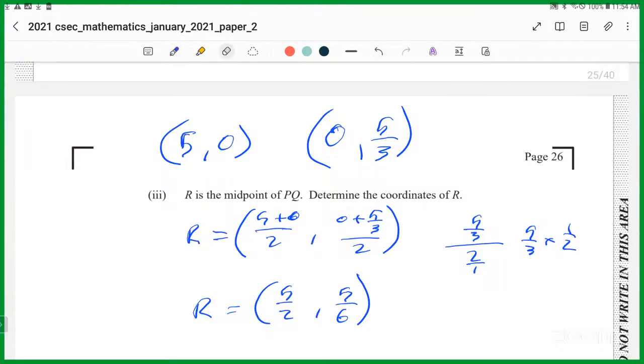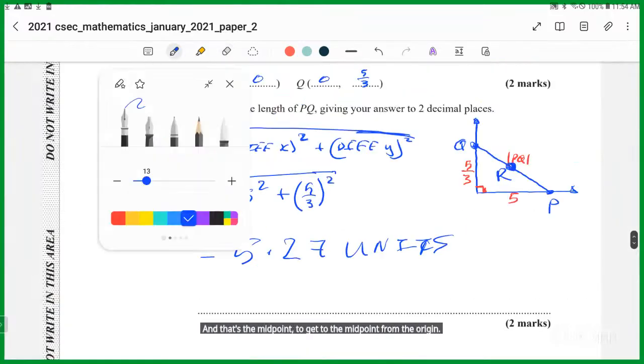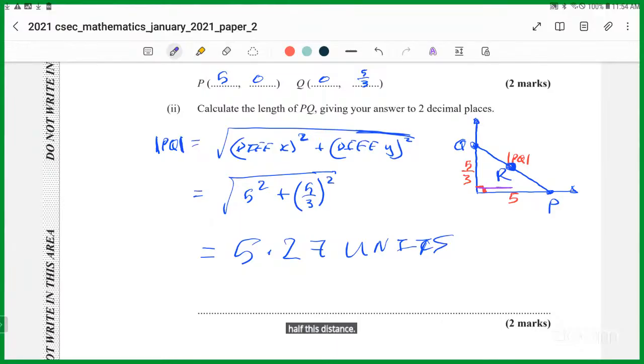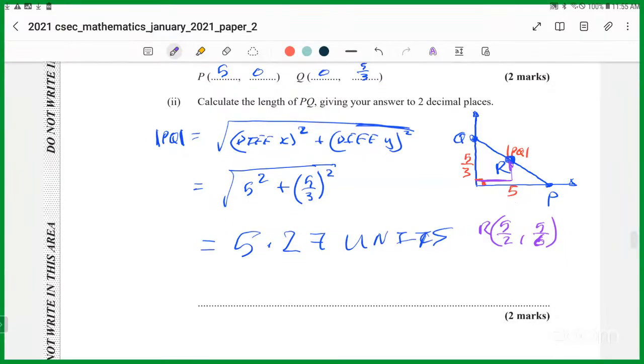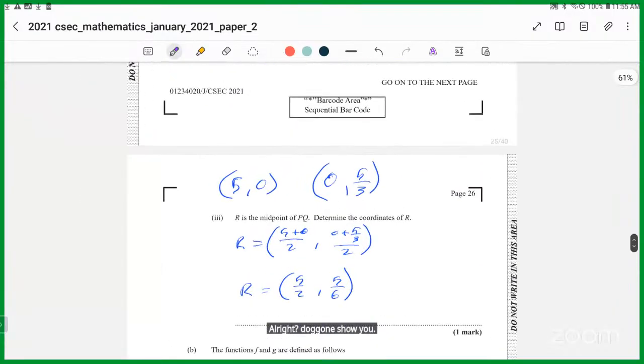Alright? As I said, you could look at it this way: to get to the midpoint from the origin, half this distance, which is 5 over 2, and then half this distance, which is 5 over 6. So you can get to R that way as well. Like when they give you diagrams, diagrams show you a lot of the time what you need to do. But that is it, guys, for that question.